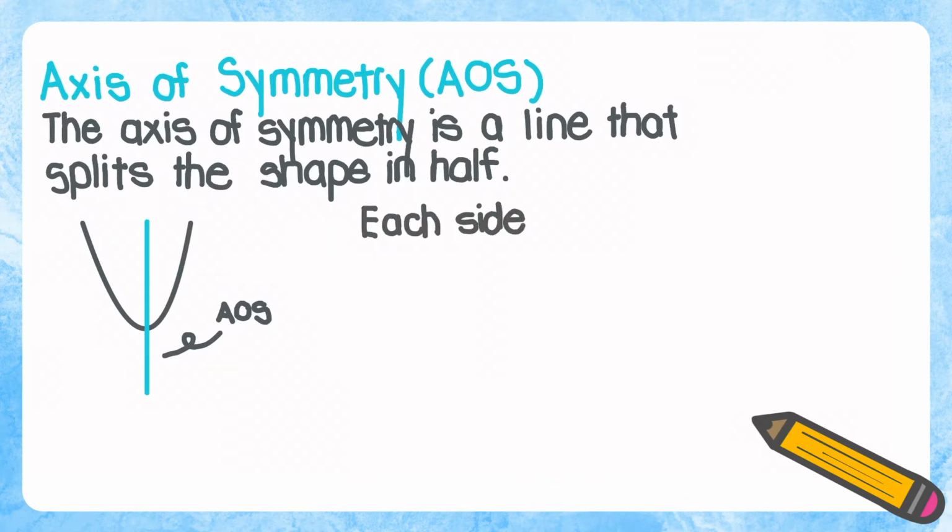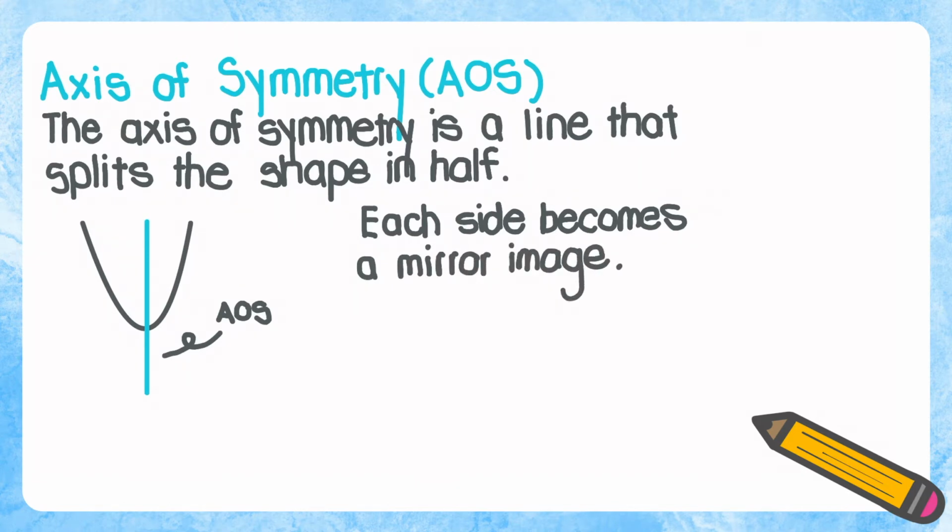Notice that each side becomes a mirror image, kind of like the reflections we talked about last year. The axis of symmetry splits your shape in half. Let me highlight some of the key words here: axis of symmetry, half, mirror.